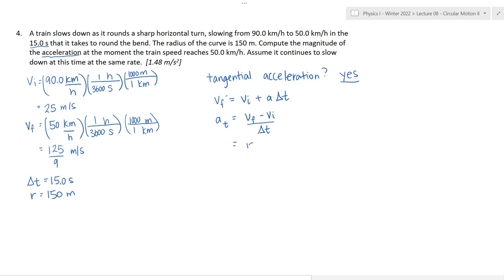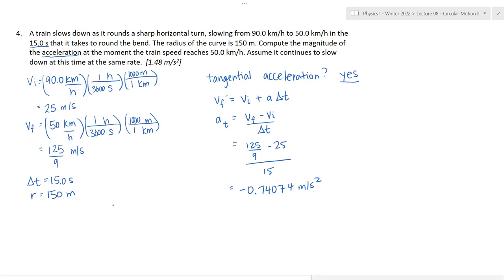V final is 125 over 9. V initial is 25. And delta t is 15. So now let's calculate this. 125 over 9 minus 25, and then divided by 15 is negative 0.74074 meters per second squared. Okay, so this is the acceleration that's in the tangential direction.